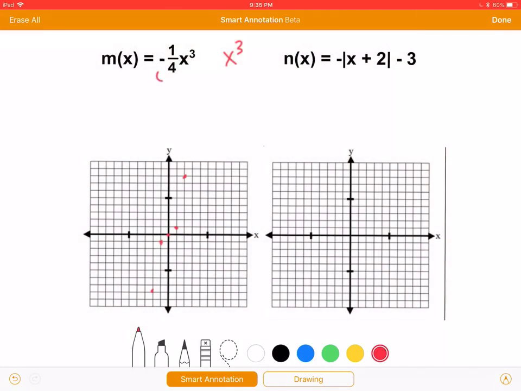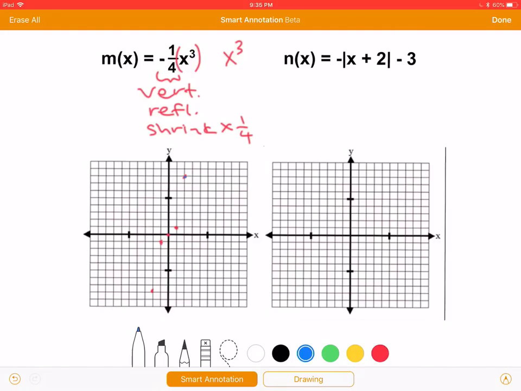And neither of those, the negative nor the 1/4, are being cubed. They're sort of just sitting out in front of this x cubed. And that means that we've got two vertical transformations going on. We've got a vertical reflection and we've got a vertical shrink by a factor of 1/4. And so if you're good enough, we could try doing these both at the same time.